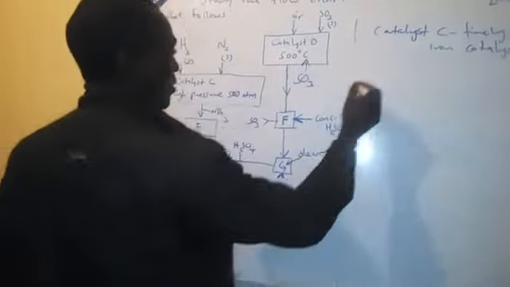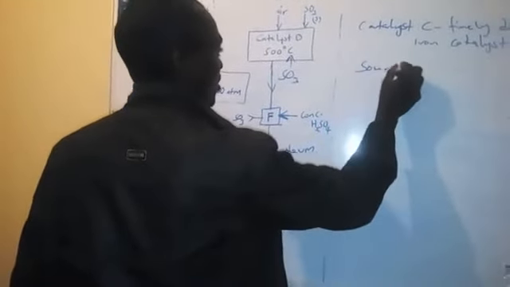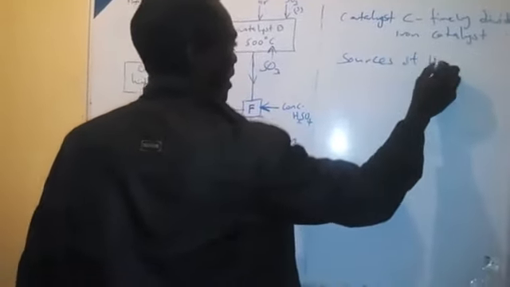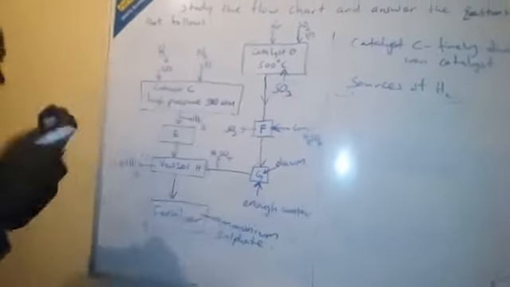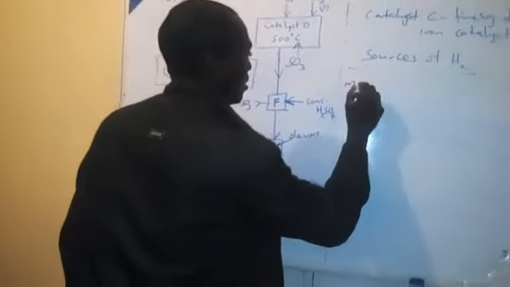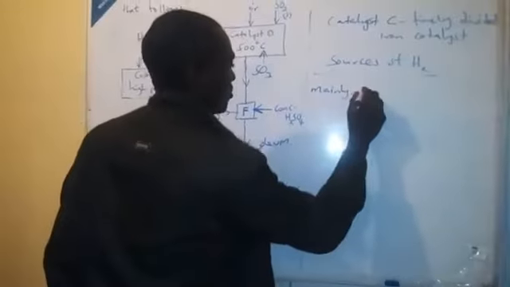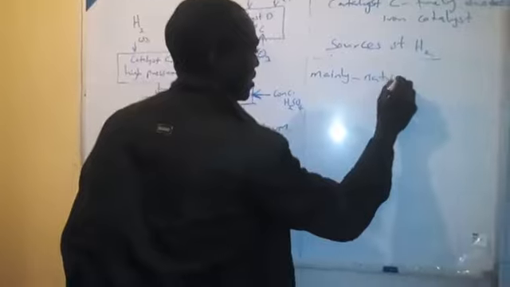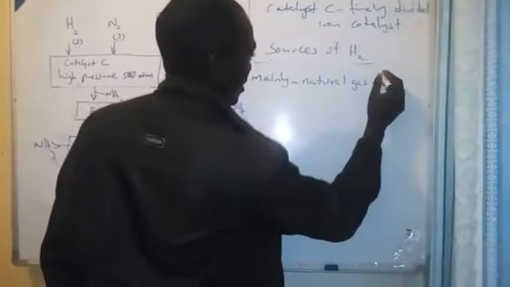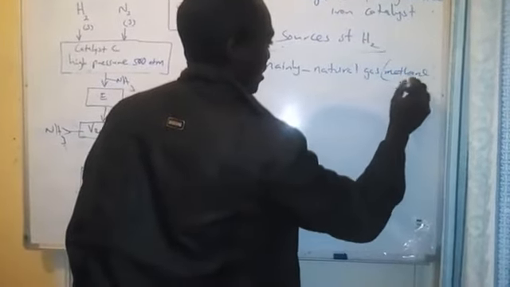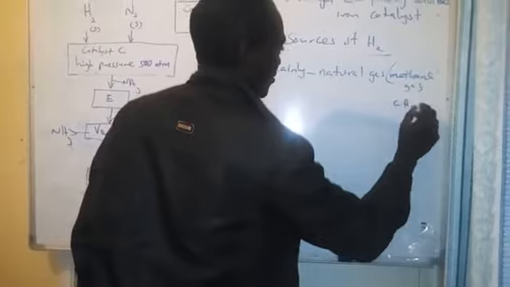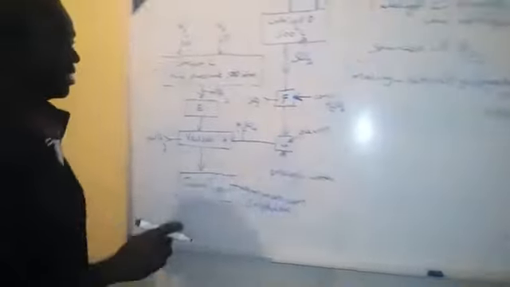Number 2, they wanted to know the sources of this hydrogen gas in this diagram. Where does this one come from? Hydrogen gas mainly comes from natural gas. Natural gas in organic chemistry is known as methane gas. Methane gas is CH4. So we obtain hydrogen from there.